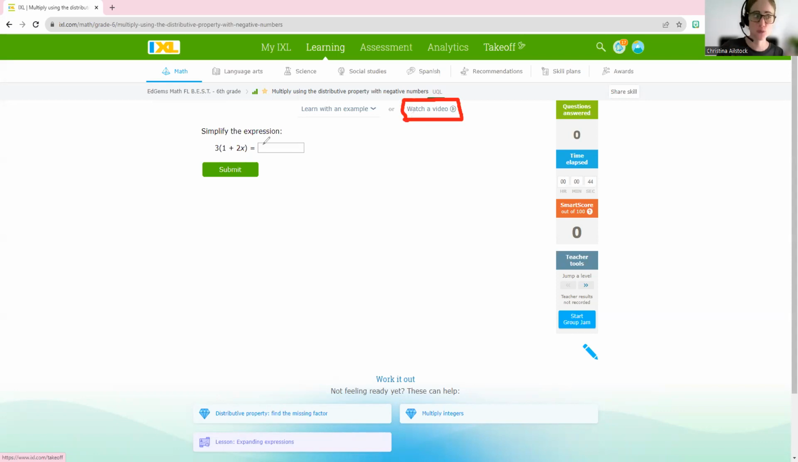All right, let's look at our first problem here. We are being asked to simplify this expression. I'm going to rewrite it so we have room to work it, but I see 3 times the quantity of 1 plus 2x. So I see those parentheses. That's where my eyes go to. Can I simplify? Can I do what's inside the parentheses? Can I add 1 and 2x? No, we cannot, because they're not like terms.